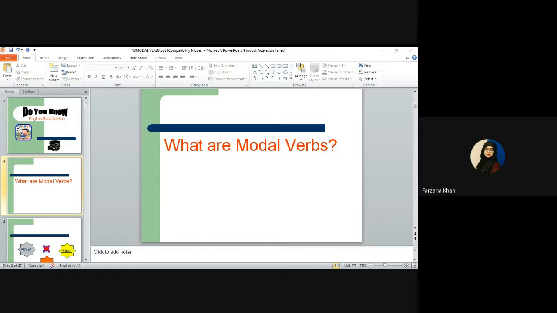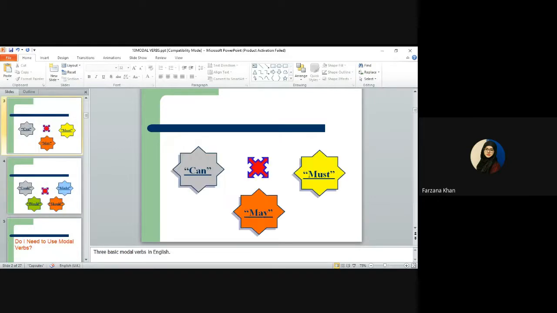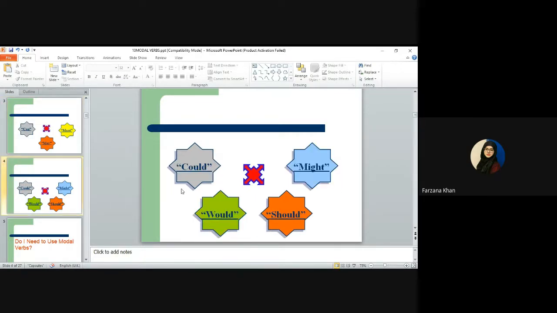Is this not correct? It is. Well, you can see these are the basic three modal verbs: can, may, and must. Similarly, there are other modal verbs: could, would, should, and might. Should have can also be used properly. Similarly, used to is also another modal verb. You will learn about all these modal verbs one by one in this lecture.